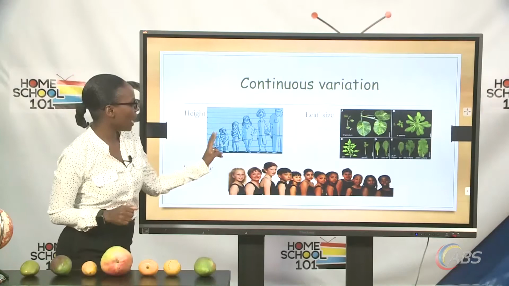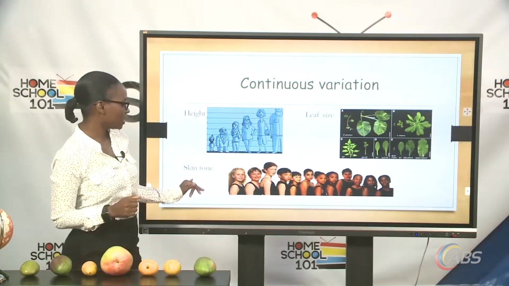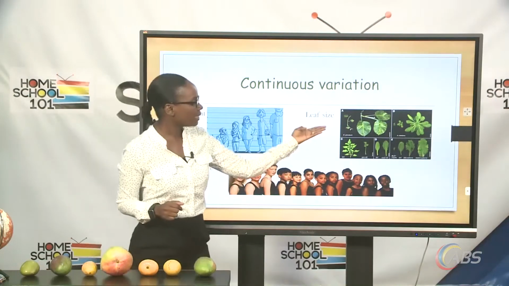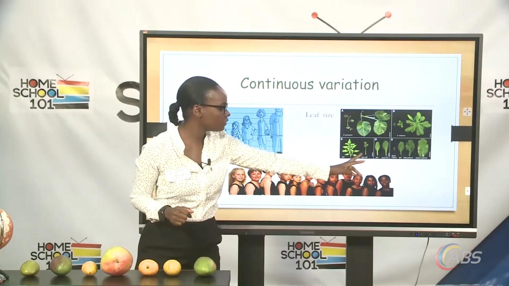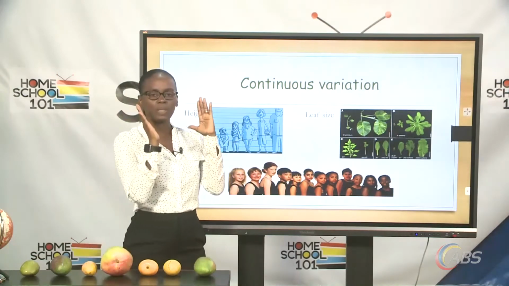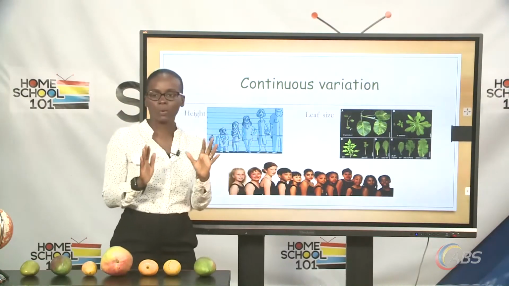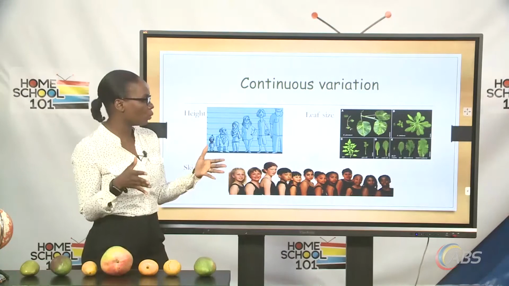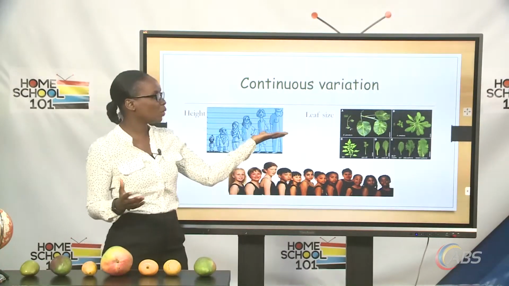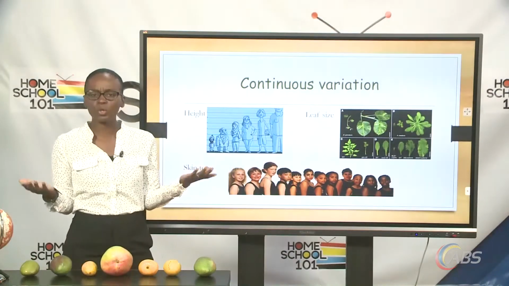All right, so we know the height, basic. Skin tone, we know it moves from dark to light. And the leaf size. Look at these different sizes of leaves. There is no rule that says all leaves must be 5 by 6 or must fit into this mold. There are many different sizes. If you even look at a banana leaf, that is huge.